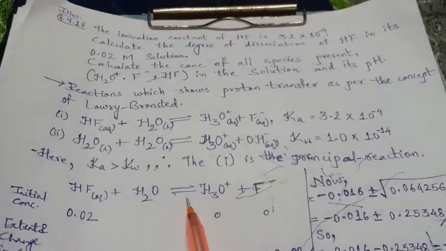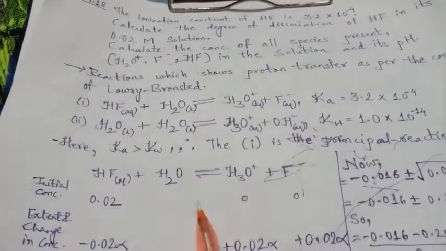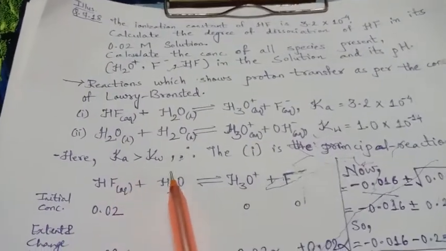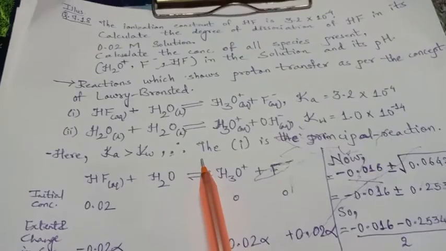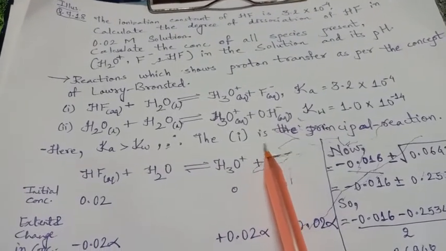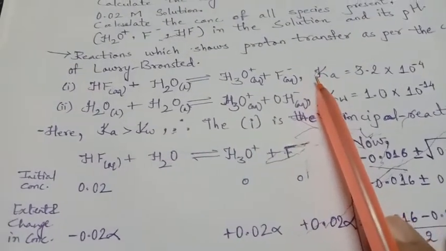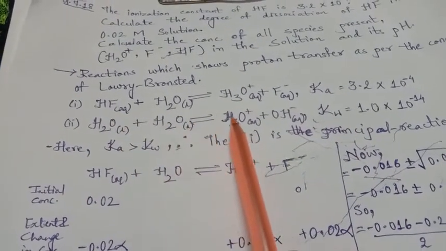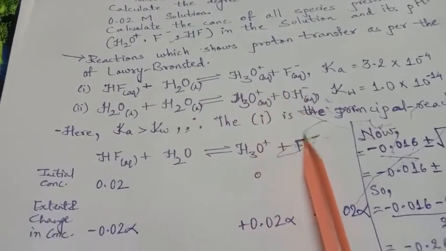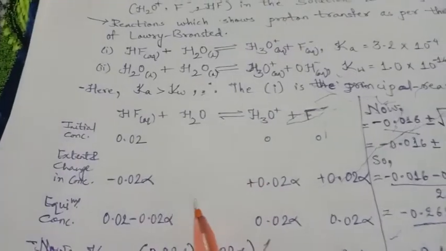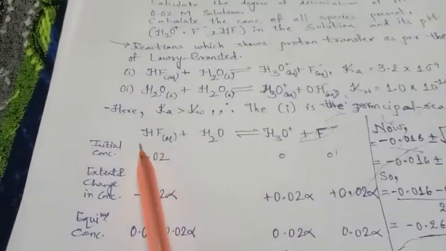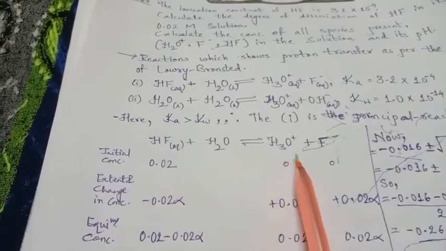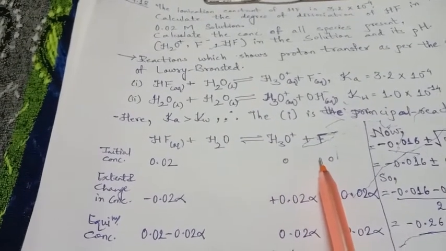So definitely here the dissociation constant is more. Therefore, the first reaction is to be studied first, because Ka stands for HF plus H2O gives H3O plus and F minus. So now let us write down the reaction. HF plus H2O gives H3O plus and F minus.